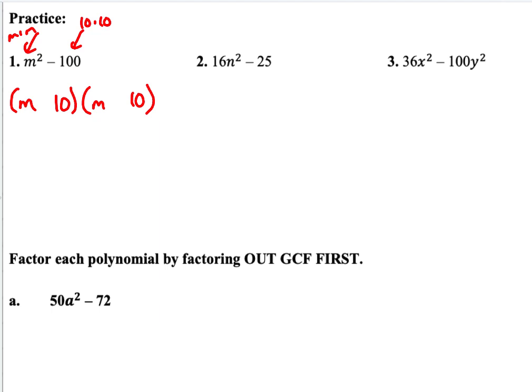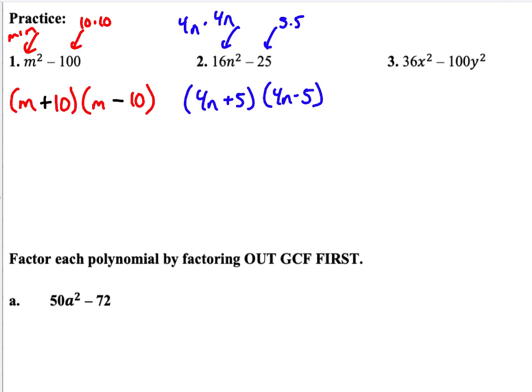Because I want that middle term to drop out, I need one to be plus and one to be minus. It doesn't matter which one, but I always want to have one positive and one negative. All right, next one. 25 is 5 times 5, so that's a perfect square. 16n squared. Well, 16 is 4 times 4. n squared is n times n, so that one works as well. So I get 4n plus 5 and 4n minus 5. I just want those different signs so that middle term turns to 0.